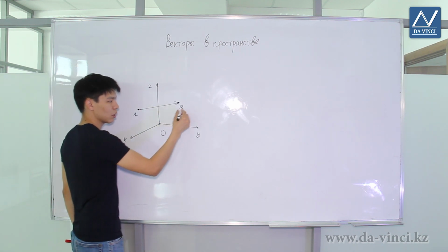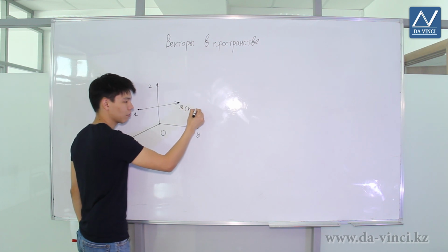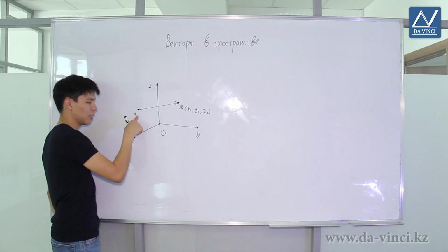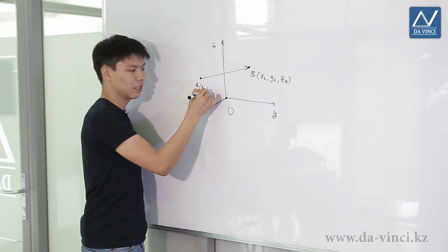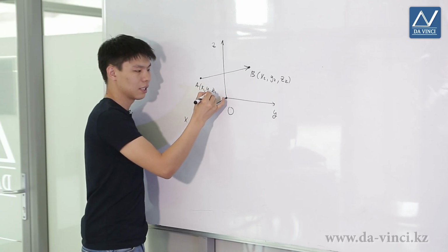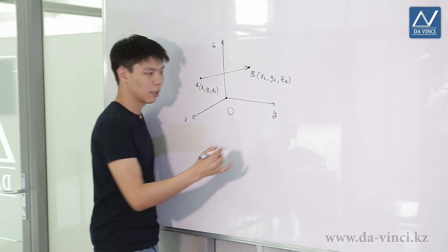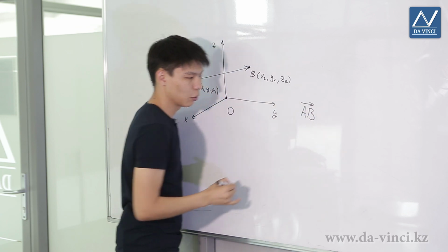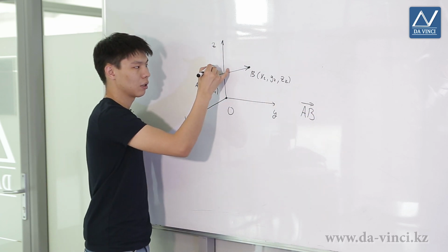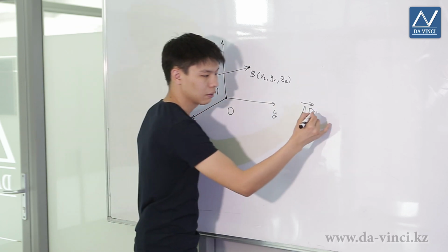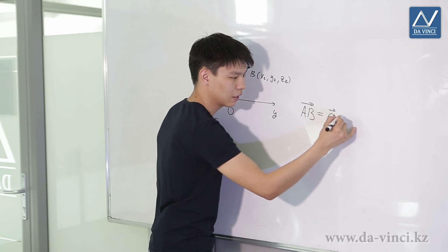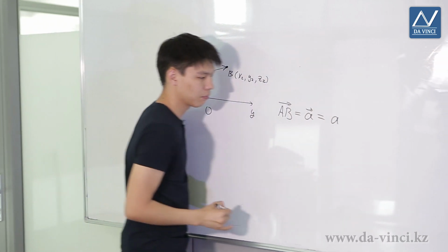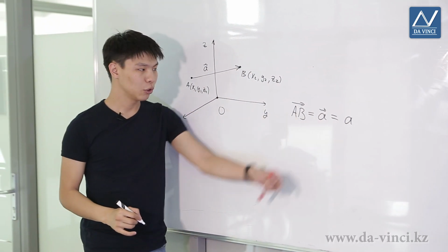Let our point B have coordinates x2, y2, z2, and point A has coordinates x1, y1, z1. Then the vector AB. By the way, the vector is denoted like this, or we can mark it with a small Latin letter, for example, vector a. And this vector symbol can be omitted. It happens very often. You can call it the vector a.